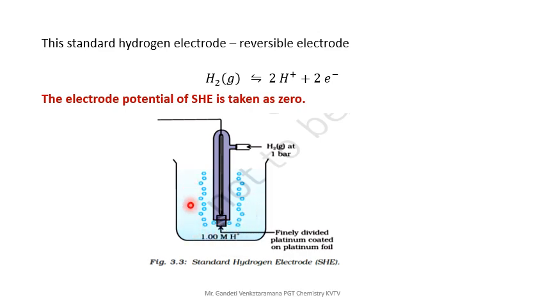But what is the concentration of the HCl? That is important here. 1 M. So the molarity is 1 M. Hydrogen gas is being passed constantly. What is the pressure condition? At 1 bar. So this is the construction of the standard hydrogen electrode. Just remember, no need to worry about the construction. The main point here is that you have to remember the electrode potential of the SHE is taken as 0. That is important. Clear?